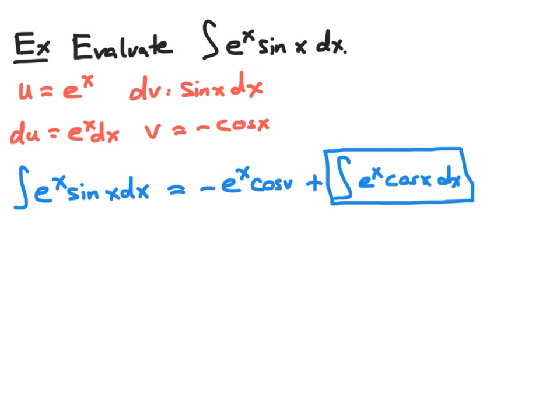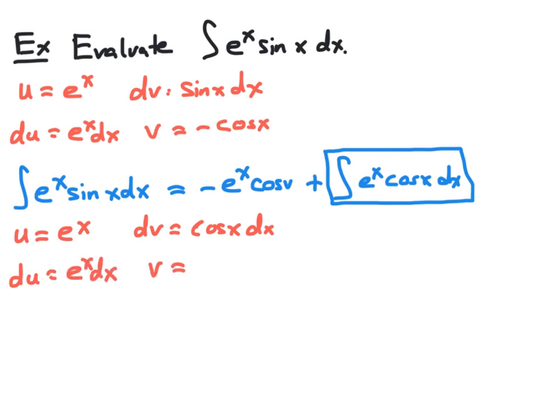And so we're going to try applying integration by parts to this second integral, just like we did for the first. And so like in the first example, we're going to let u be e to the x. We're going to let dv be the trig function. In this case, that would be cosine x dx. Then du will be e to the x dx, the derivative of e to the x. And v will be the antiderivative of cosine x, which is sine of x.